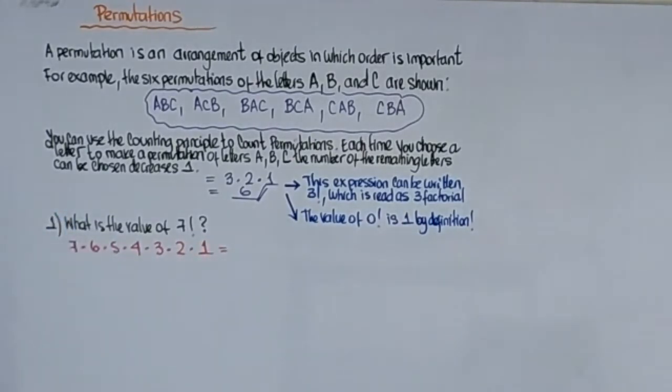And this is going to be a product. Please multiply 7 times 6 times 5 times 4 times 3 times 2 times 1. Use your calculator, please, and multiply all of these numbers. 7 times 6 times 5 times 4.